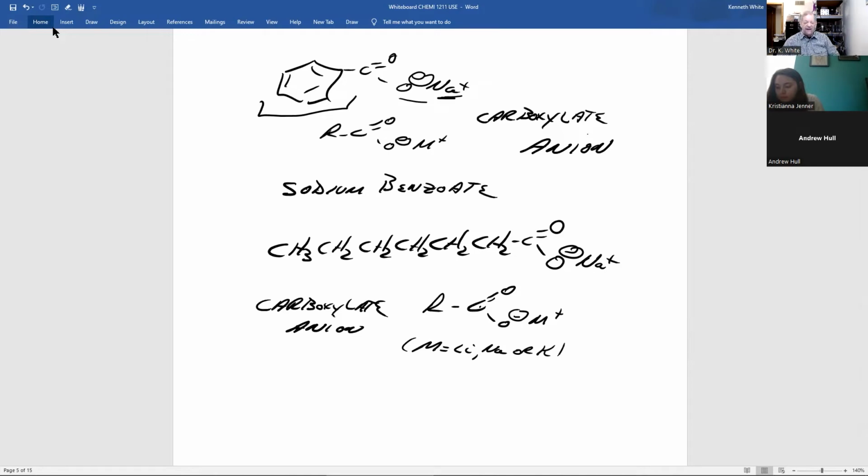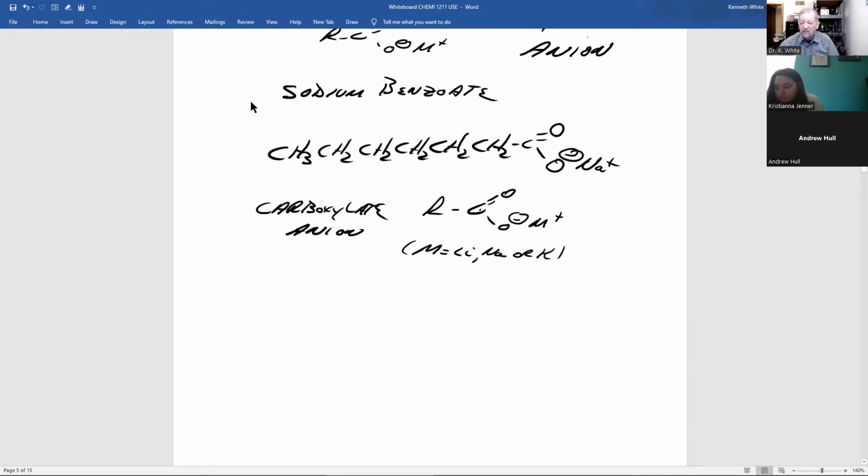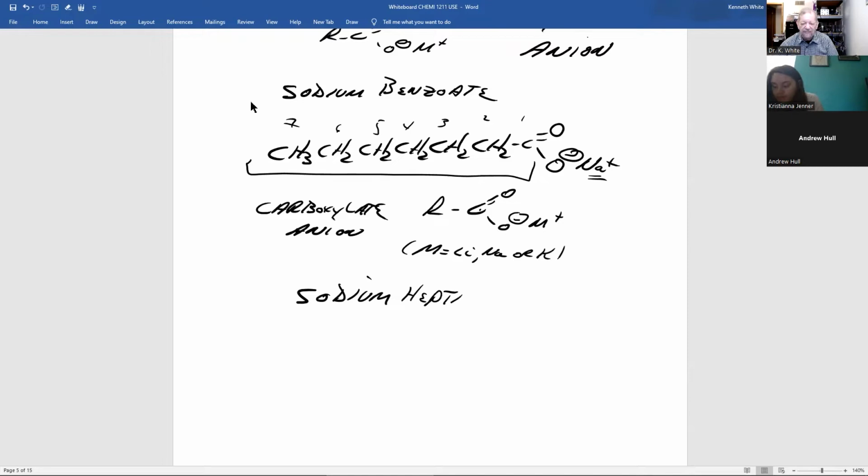And how do we name that? Well, what's M plus, the sodium cation? We name that in front as the element it comes from. And then, oh, I can use the student's method. 1, 2, 3, 4, 5, 6, 7. Name that as an alkane, heptane. Drop the E, add OATE. Sodium heptanoate.